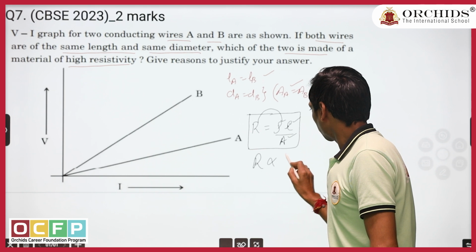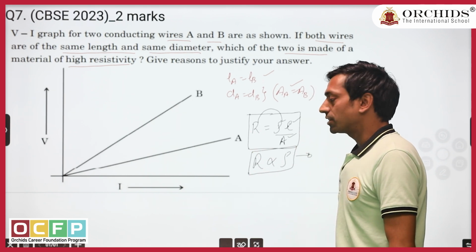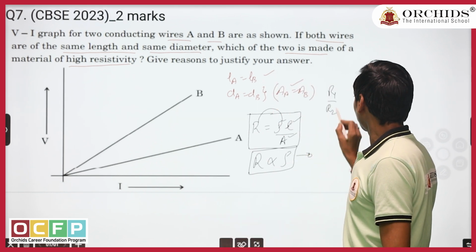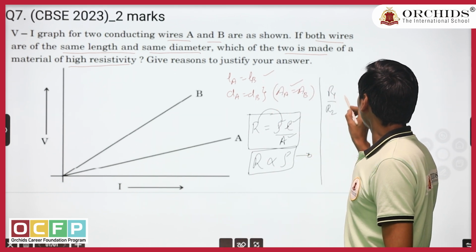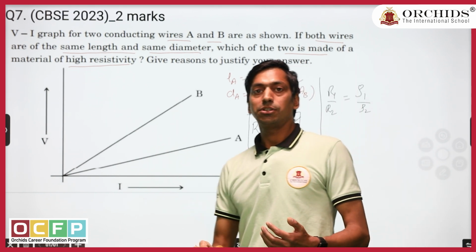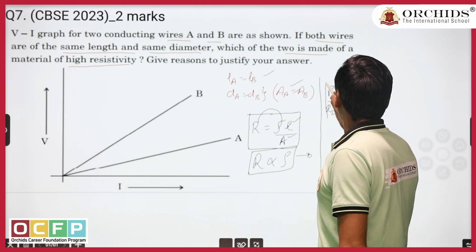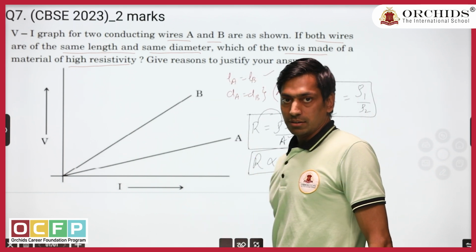Resistance of a material is directly proportional to resistivity. So if a direct relation is there, then we can say that the ratio of resistance R1 by R2 can be written as rho 1 by rho 2, meaning resistivity of 1 by resistivity of 2. Now the question comes, how can we get the answer from there?